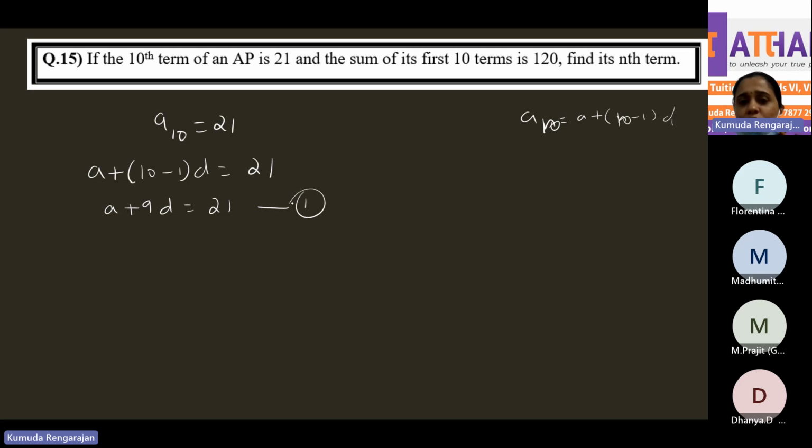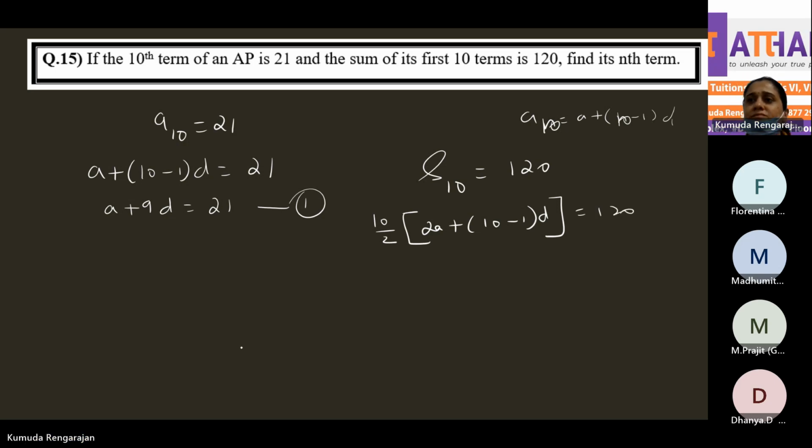See, you don't know A or d here. If we do not know the value of A or d, you can only get equations like this. The second one, the sum of its first 10 terms: S10 is equal to 120. And what is Sn? n by 2, that means 10 by 2 of 2A plus n minus 1, 10 minus 1 into d, is equal to 120. So these are the two equations you will get. You must solve these two equations and find the values of A and d, and hence find an.